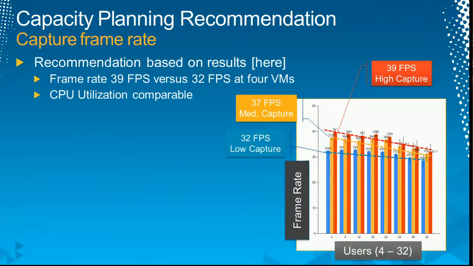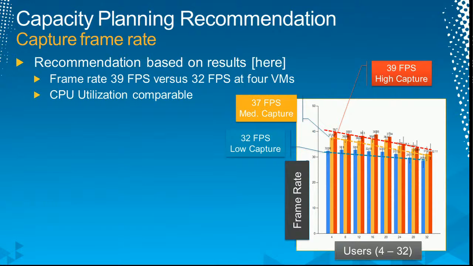And what we see is that this content was able to push out this much, but we're getting an average of 39 frames per second when we set the capture rate to high. When we set it to medium, we're getting an average of 37. This is on the 4-user count. If I had a single user count, I might not see that much of a difference, but at 4, we're starting to see these kinds of differences.